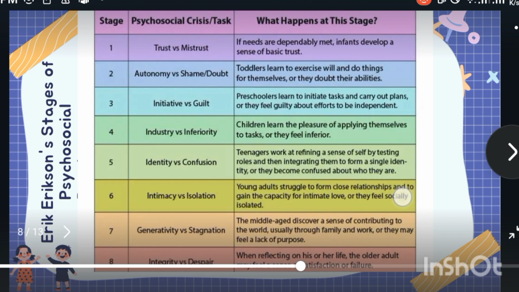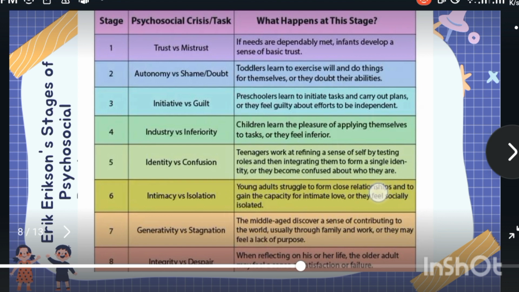This is a very important thing, that when we are in our teens, we are testing our roles and what we actually want in our life. And this is the best stage to develop psychosocially, to have a perfect sense of our identity. And this theory is actually based on the identity crisis of human beings. And at intimacy versus isolation, young adults struggle to form close relationships and to gain the capacity for intimate love, or they feel socially isolated.